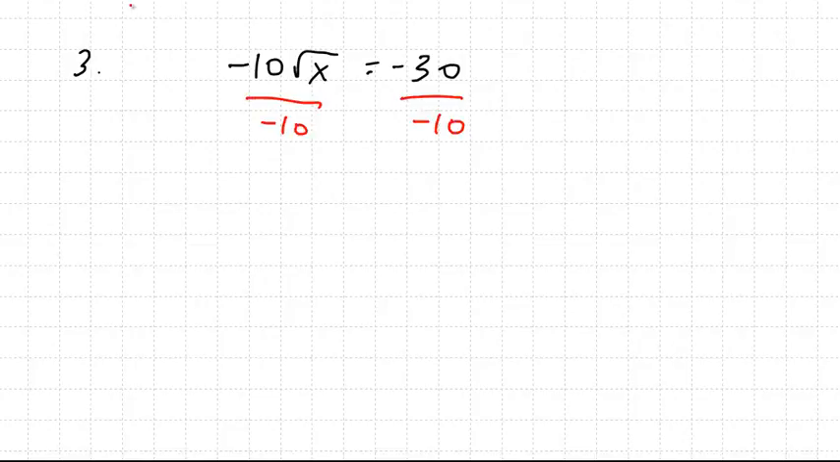Question number 3 says negative 10 root x is equal to negative 30. Now in this case, the radical has not been isolated. There's a negative 10 times root x equals negative 30. So in order to isolate the radical, I'm going to divide both sides by negative 10. And what I'm left with is root x equals positive 3. Now the radical has been isolated. I'll use the same trick of multiplying the right side by itself and the left side by itself. And what I'm left with is x equals 9. Okay, so no work is needed after that step.